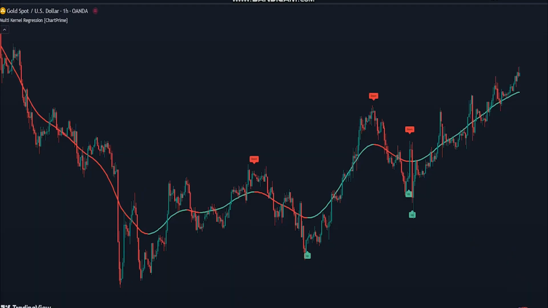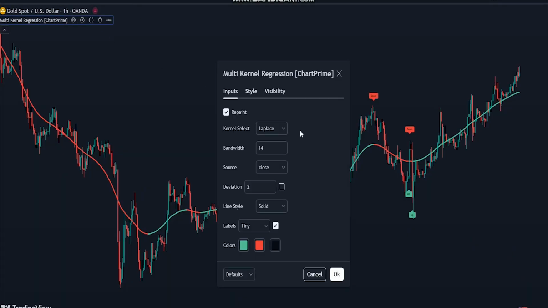To get the best results from this indicator, we need to make some adjustments to its settings. Go to the Indicator Settings section. From the Kernel Select section, change the value to Gaussian. Then scroll down a bit, tick the Labels section, and click OK.